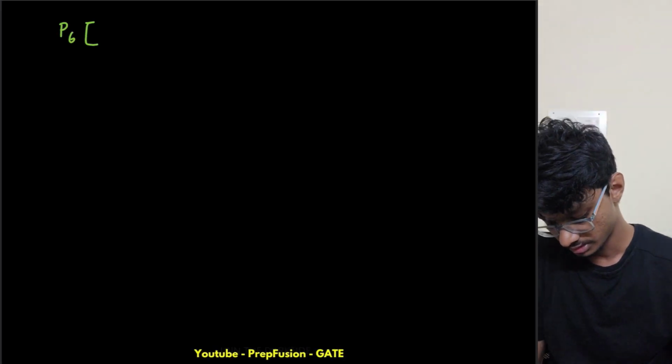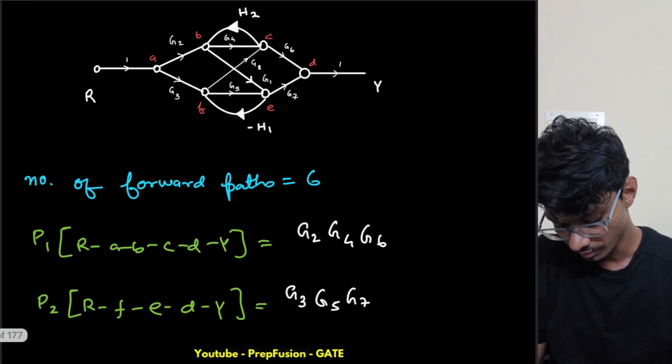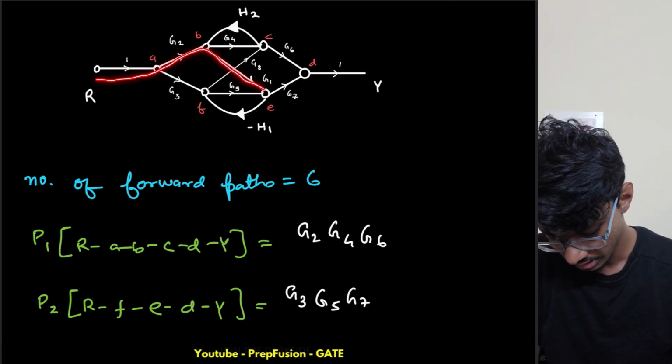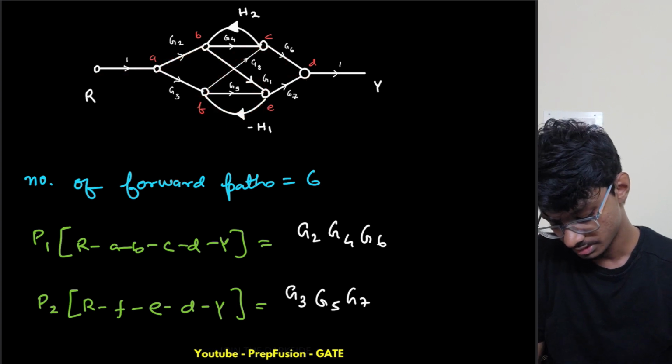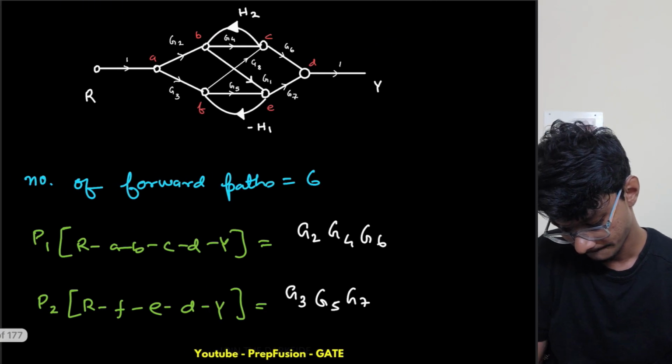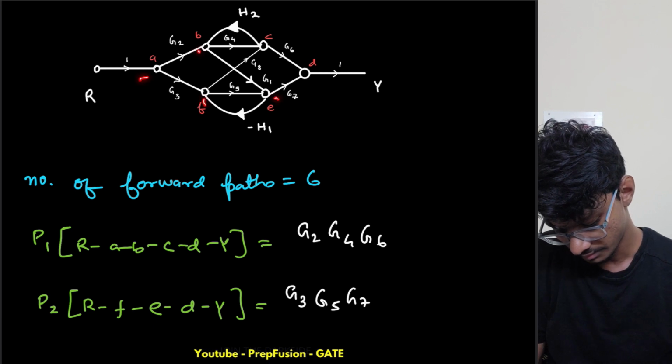So what is this forward path? We're going from here, okay? A, B, then E, then F, then C, D. So A, B, E, F, C, D.